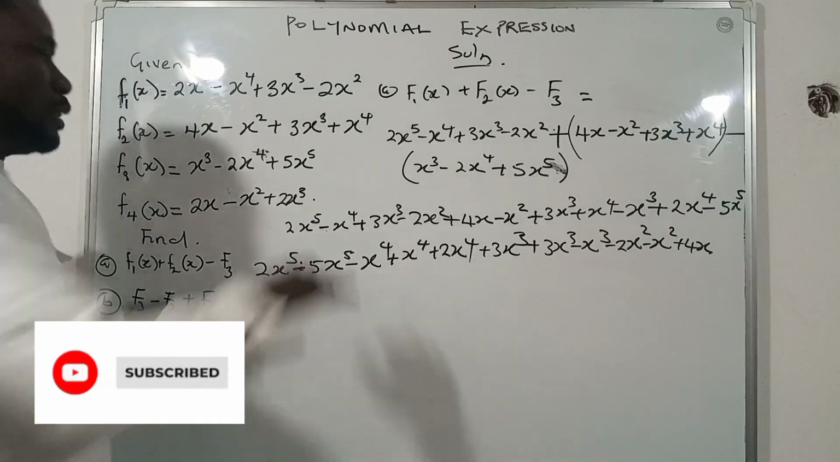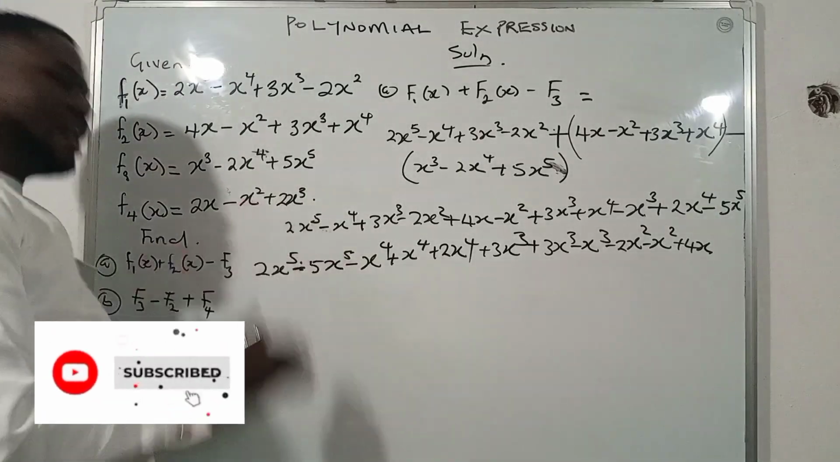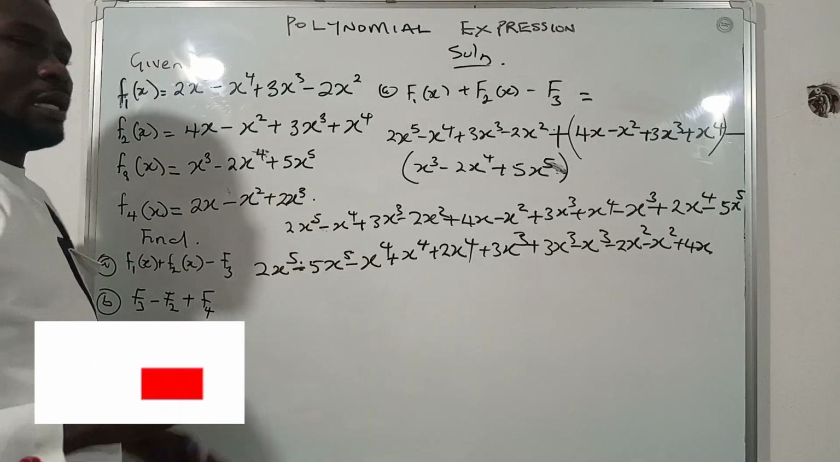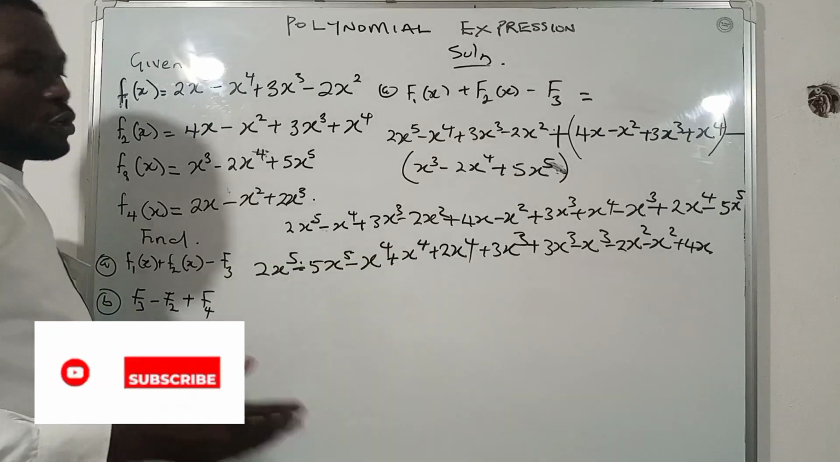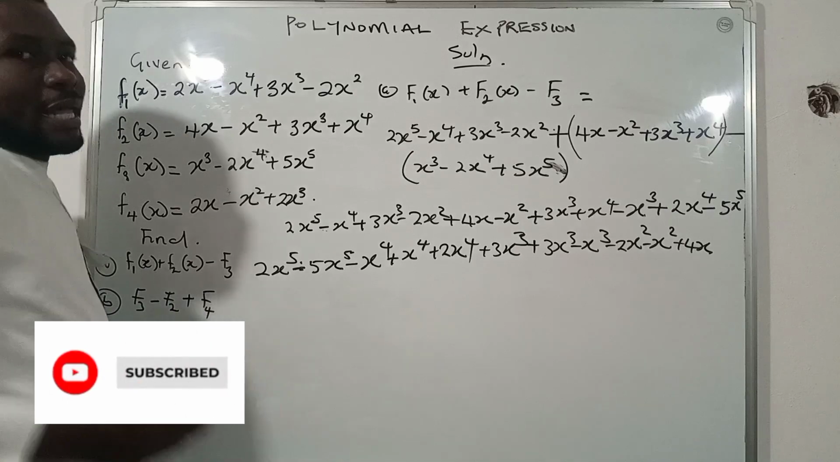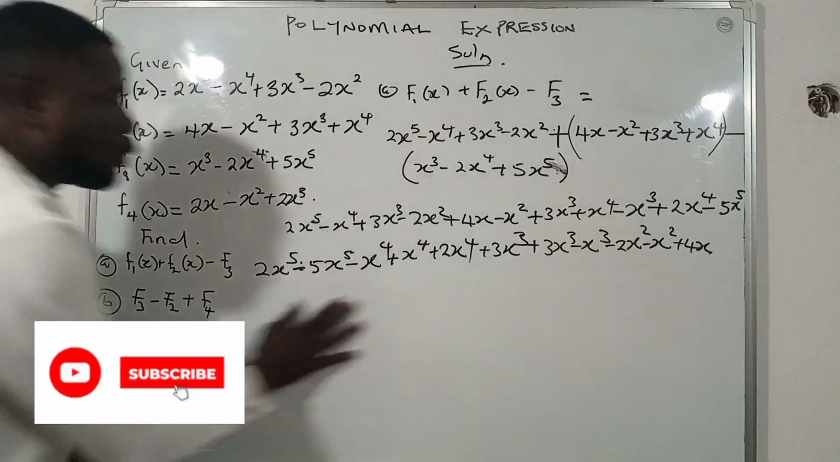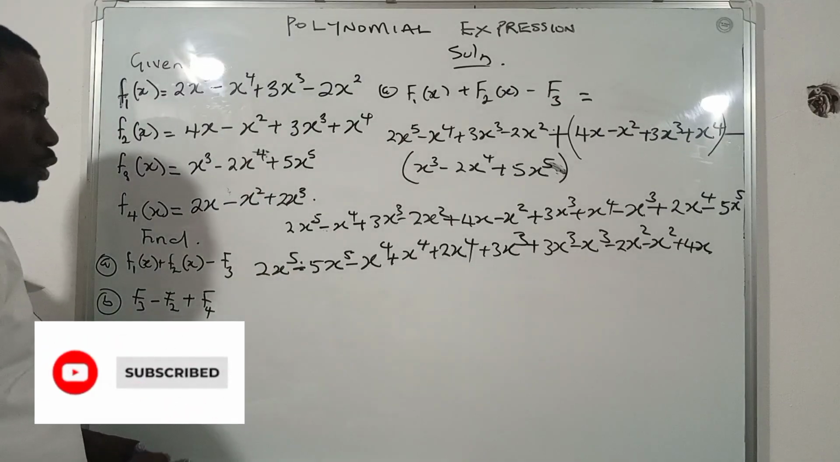So we have actually picked all of them and we've arranged them in order of what? Descending order of degrees, and also with like terms put together. So at this point, you will now say, okay, what do we do next?